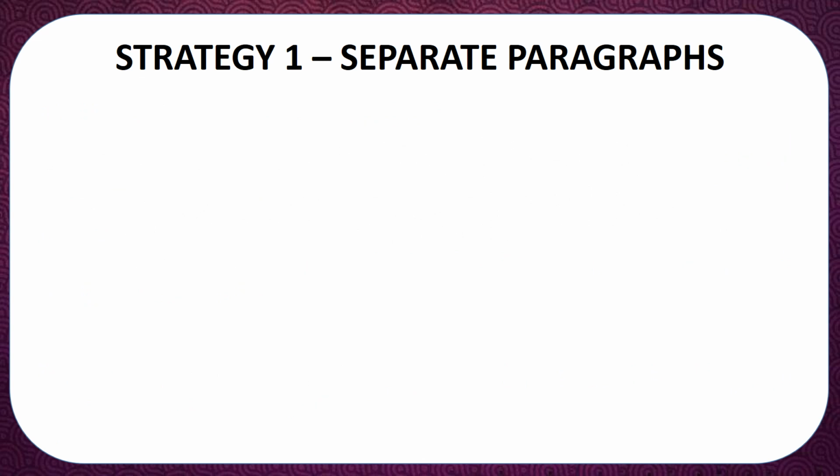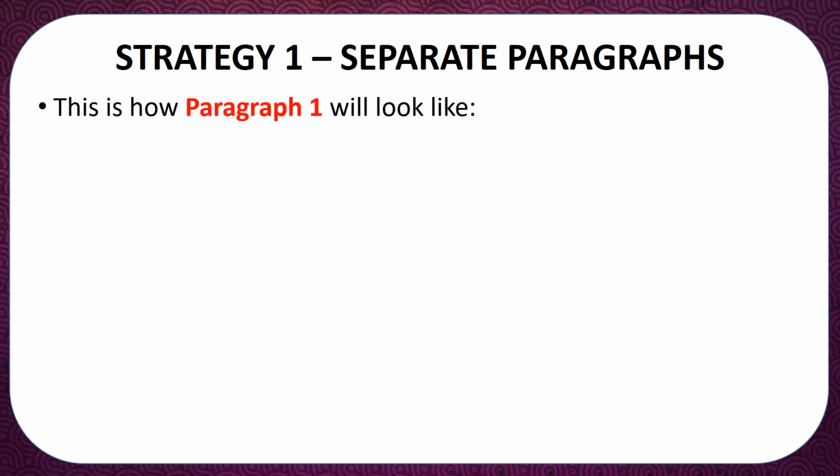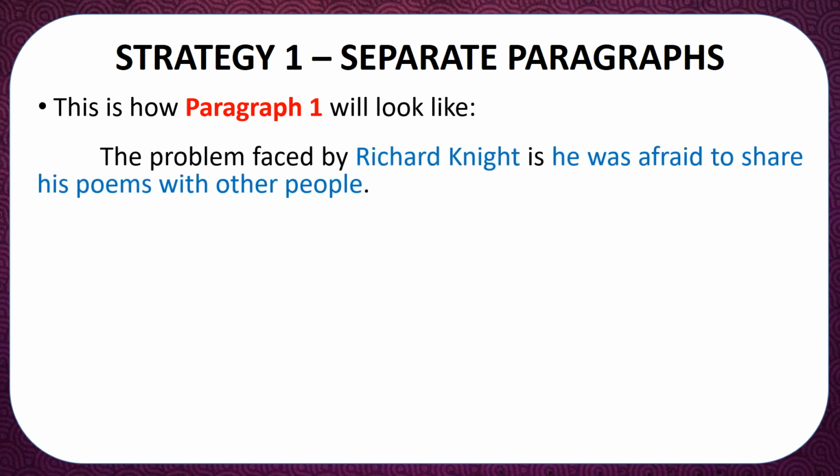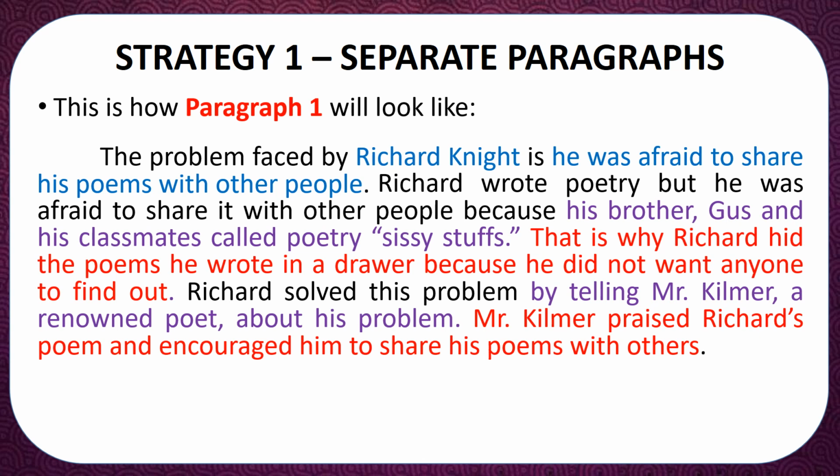So this is how paragraph 1 will look like when you put them in a paragraph. The problem faced by Richard Knight is he was afraid to share his poems with other people. Richard wrote poetry, but he was afraid to share it with other people. Blah, blah, blah. You see, I have added some elaborations, the one written in red. Okay, those are further elaborations. Can you write more? Yes, of course. More details is always better.